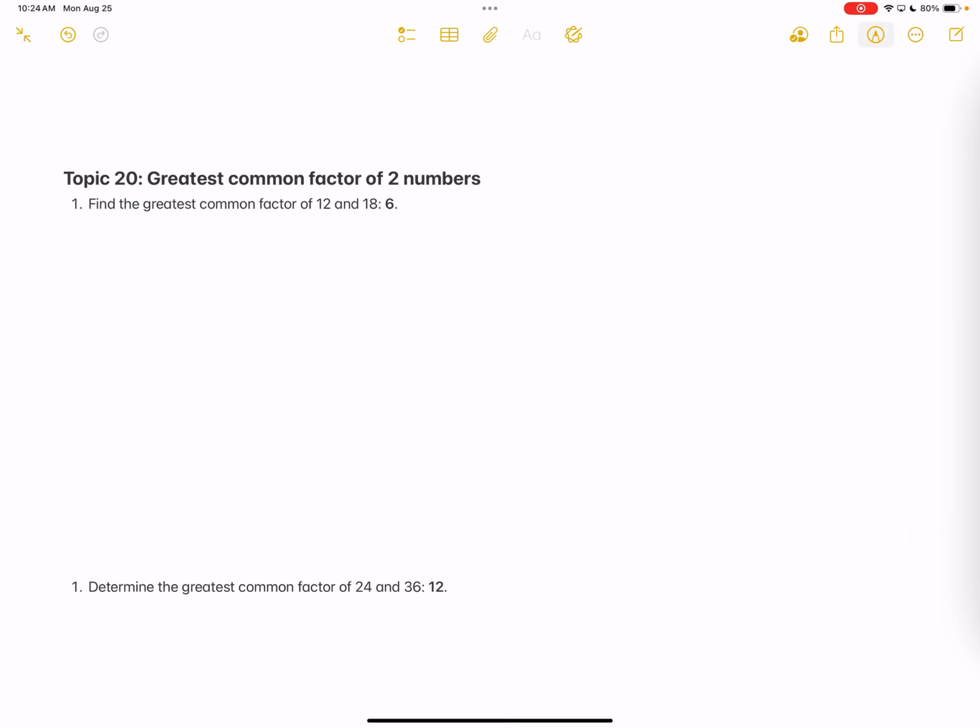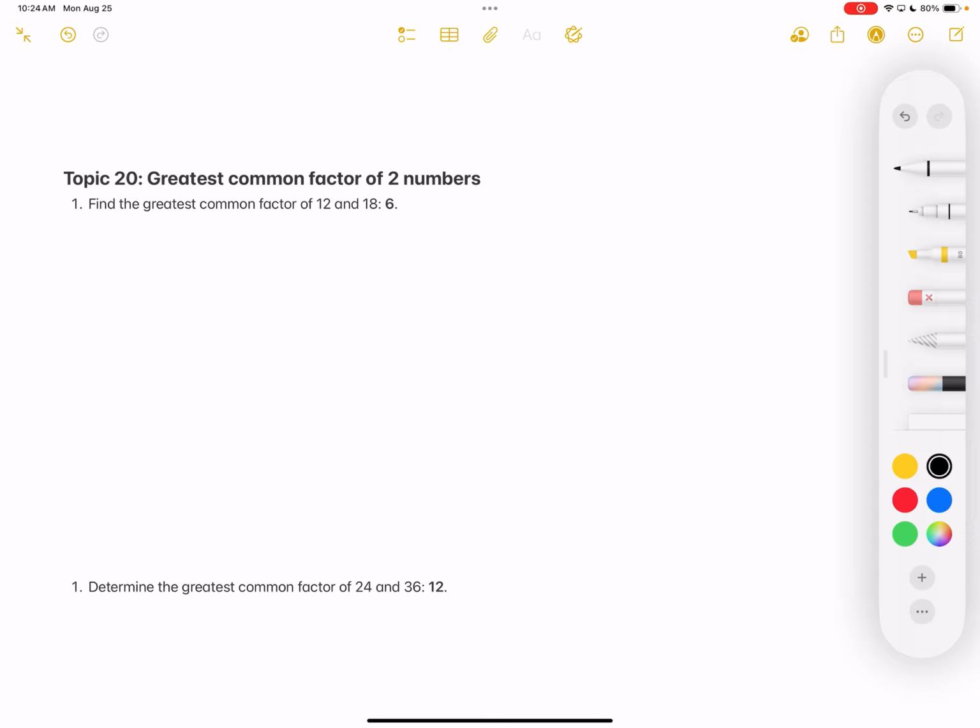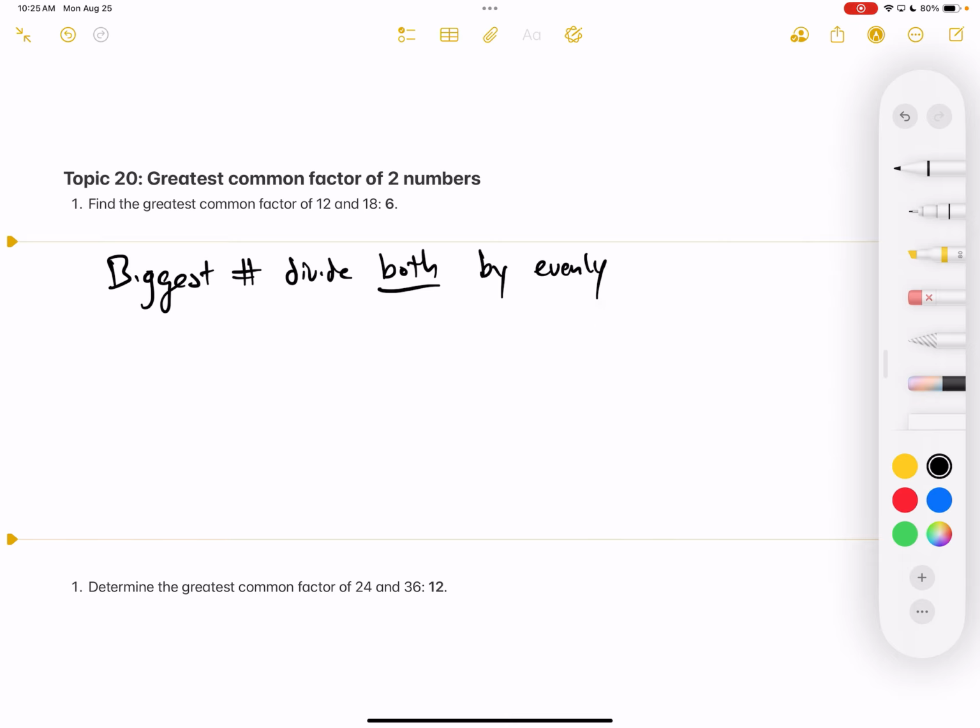Greatest common factor. The greatest common factor is the biggest number, the way I'd say it, the biggest number you can divide both by evenly. Like, you don't get a decimal. The biggest number you can divide both of them by.